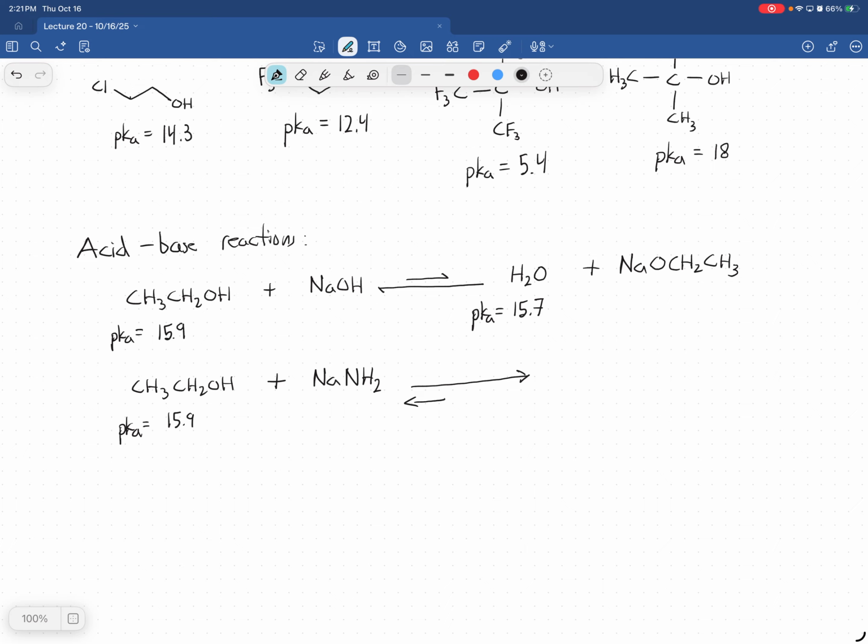And only a small amount of reactants are going to be unreacted, okay? And that's because NH3 here, the conjugate acid of NH2, that pKa is 35. So a very big difference in pKa, and so that's why it favors the products much greater, okay? So this is essentially a forward reaction. The backward reaction doesn't really compete.